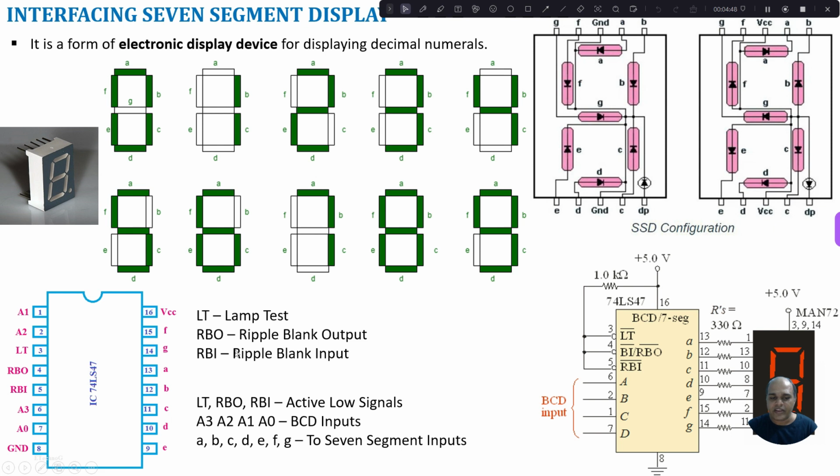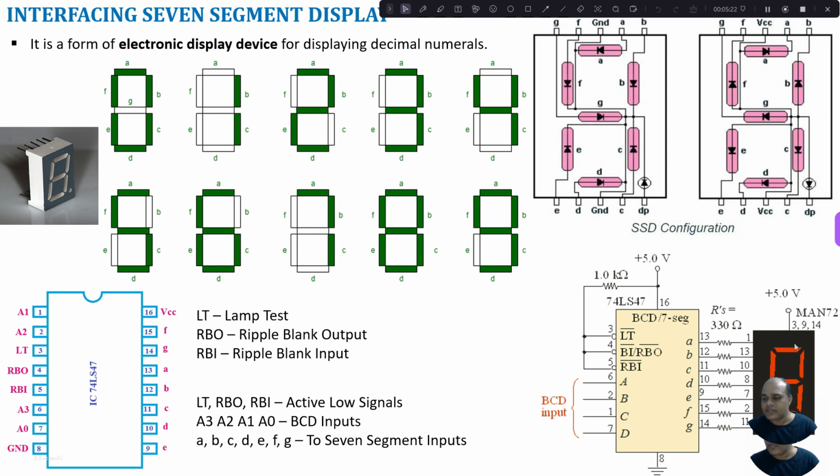What is the interfacing diagram for this BCD to 7 segment driver? Here you can see the interfacing diagram. This ABCD is a BCD input, which comes from your microcontroller, and the corresponding outputs A to G are given to a 7 segment display. Here we are trying to use a common anode type. So the common anode terminal is connected to 5 volt and A to G will produce a logic 0 to enable a particular segment.